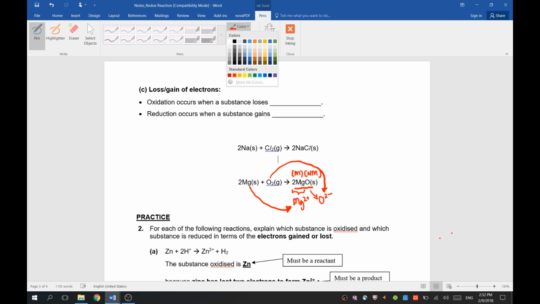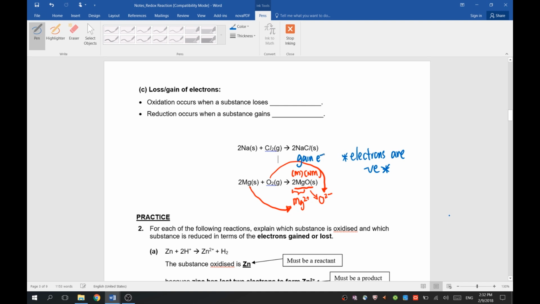So now comes the tricky part. How do I know whether electrons are gained or lost? Electrons are negative. That's the first thing you must know. Which means that when you become more negative, like this oxygen, you actually gain electrons, because you gain more of the negative electrons. Whereas if you become a 2+, if you become more positive, it's actually due to you losing electrons. So in this case, magnesium lost electrons, and you remember the OIL RIG, so this is a type of oxidation. So we say that magnesium is oxidized. On the other hand, your O2, you actually gain electrons, so we say that it's being reduced.